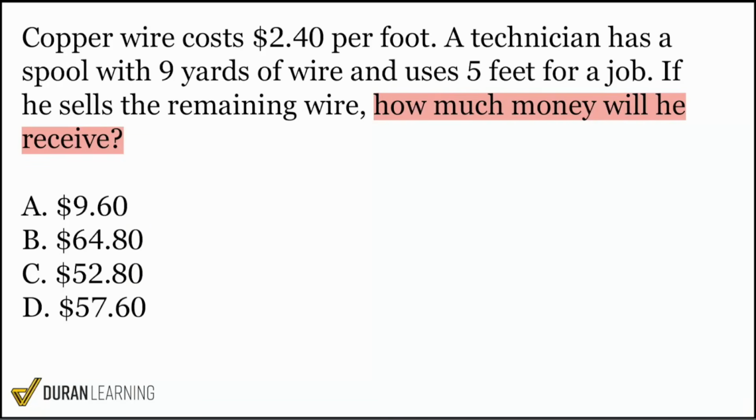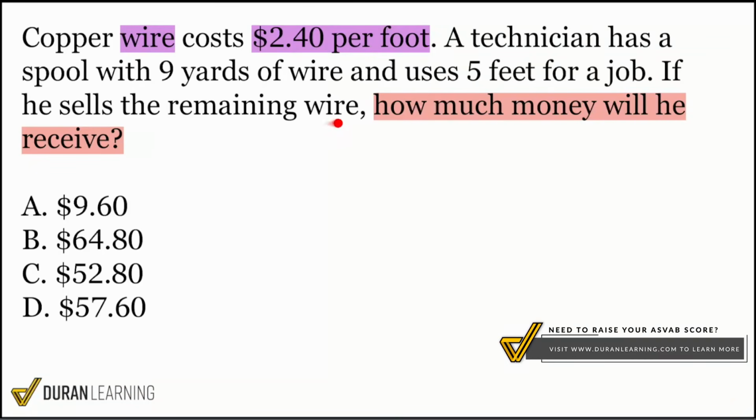Okay, so let's understand more of the story. So apparently something's happened and our friend here gets some money, and it says copper wire costs $2.40 per foot. So don't even worry about the exact number, just get the context. The wire costs that much per foot. A technician has a spool with 9 yards of wire and he uses 5 feet for a job. If he sells the remaining wire, how much money will he receive? Okay, boom, right there. If we sell the remaining wire, how much money will he receive?